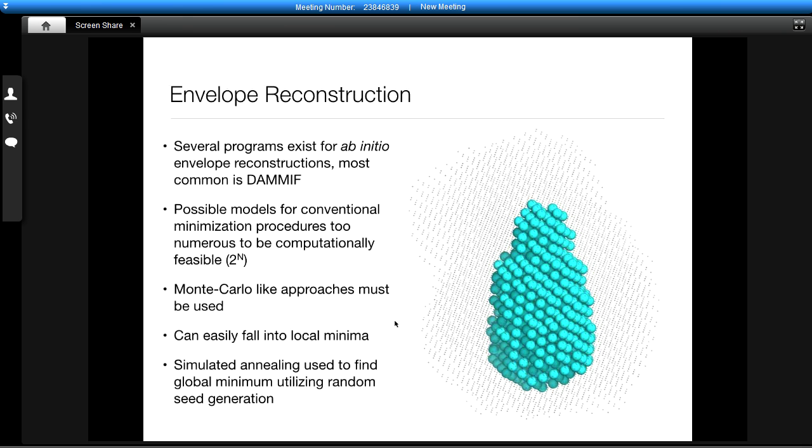and ones that make your scattering pattern worse, or less like your experimental data, it will reject. Unfortunately, if you imagine you've got, say, 2,000 beads, testing all the different permutations would be 2 to the 2,000. That's way too many computations to actually do, even in the age of the universe with every computer we have. So we use Monte Carlo-like approaches to sample the configurational space. However, the problem is that they can easily fall into local minima. So we use simulated annealing, which uses random seed generation, to help find a global minimum.